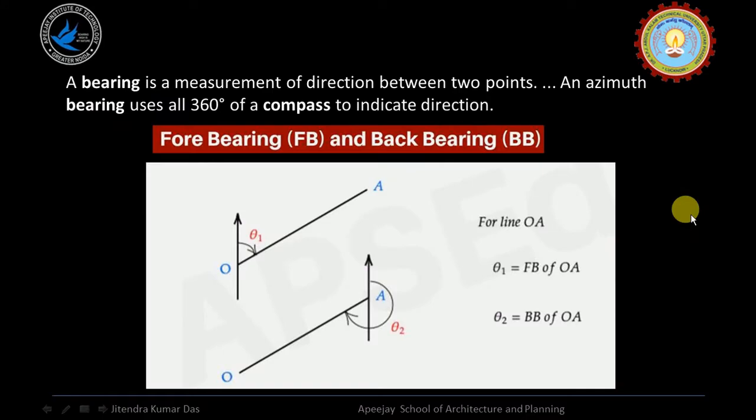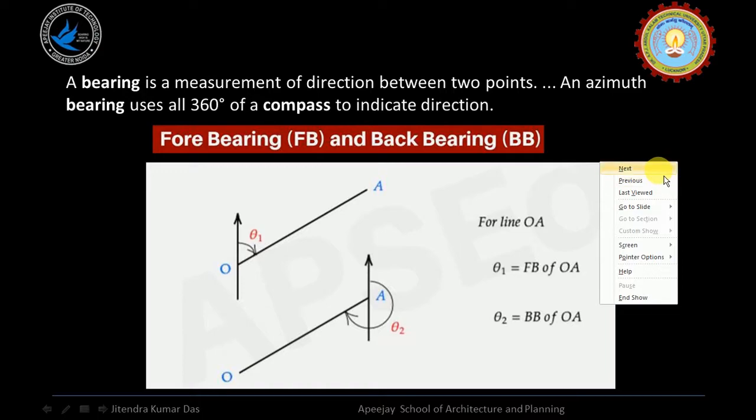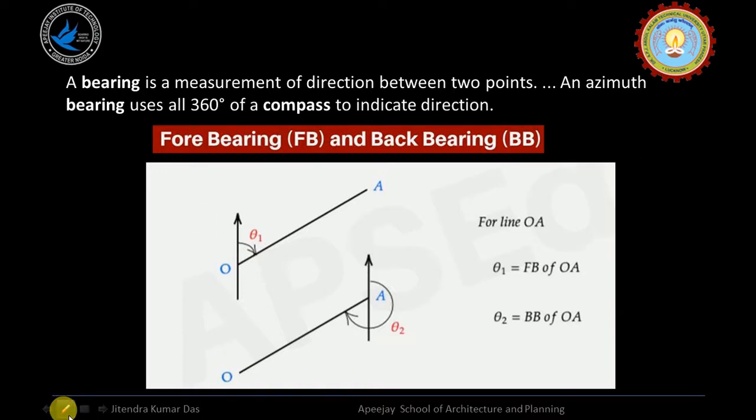Two things we have to know. One is bearing. A bearing is a measurement of direction between 2 points. An azimuth bearing uses all 360 degrees of the compass to indicate the directions. There are 2 types of bearing: one is fore bearing and one is back bearing.